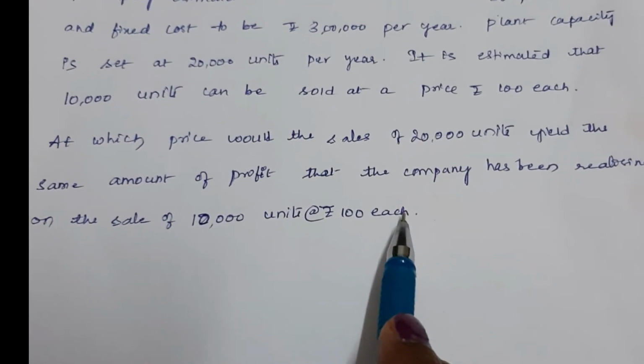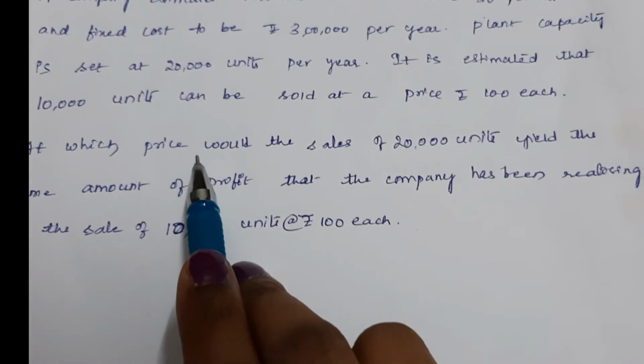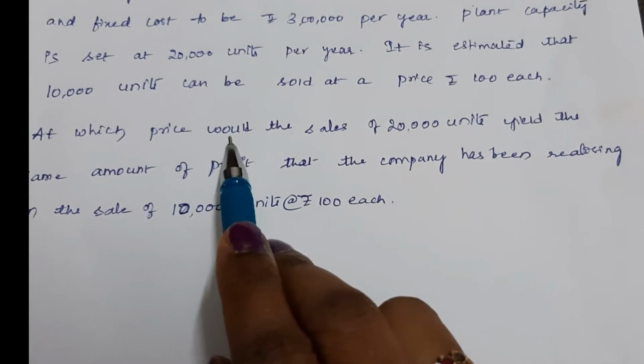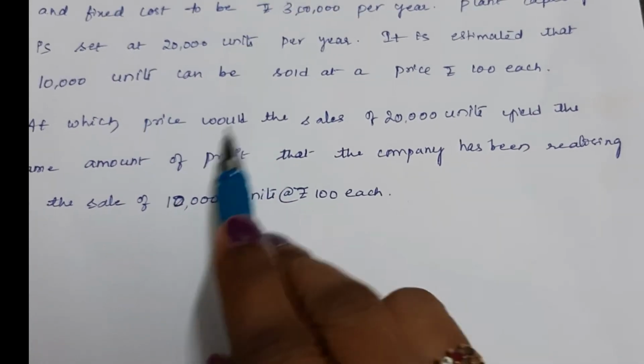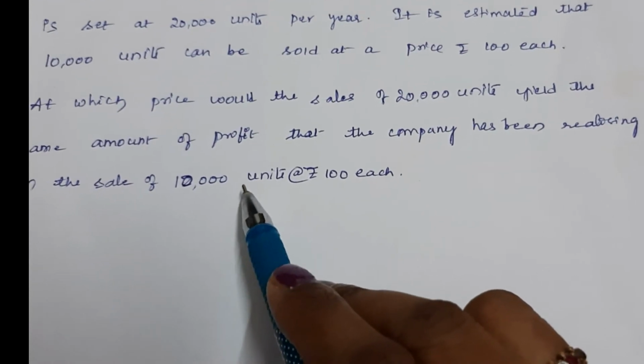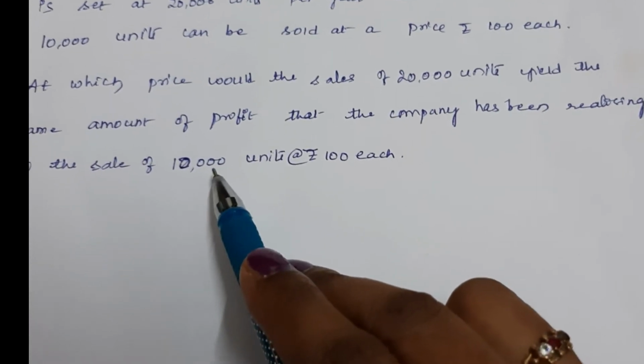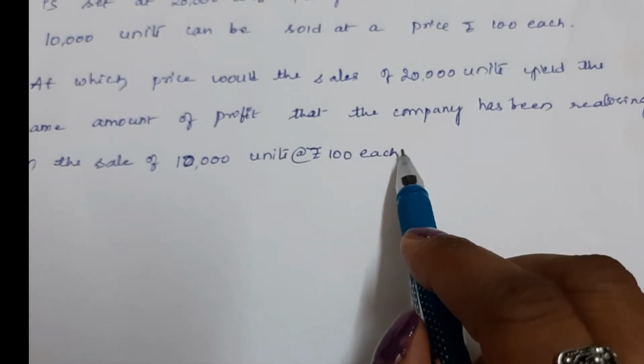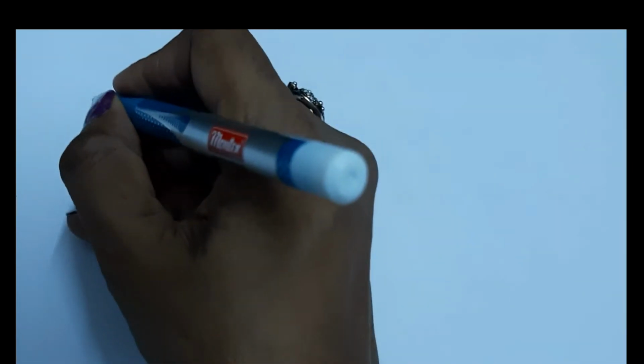So which means that you are supposed to define the selling price at which the company would generate the same amount of profit of the earlier sales. Those are like 10,000 units at rupees 100 each. We will see the solution now.